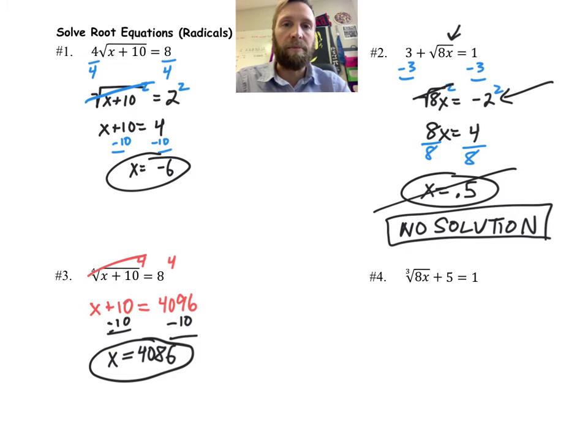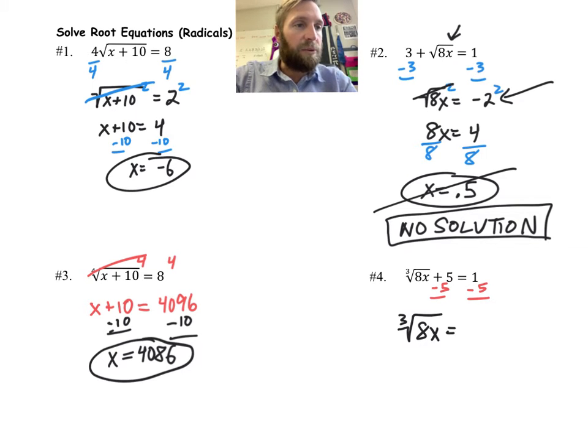Cool, we'll head on over to number 4, and we have a third root here. We're going to undo, and then we're going to start thinking when we just get down to that root or to that group. So we go ahead and we subtract 5 on both sides. Undo, undo, undo. We've got the third root of 8x equal to a negative 4.